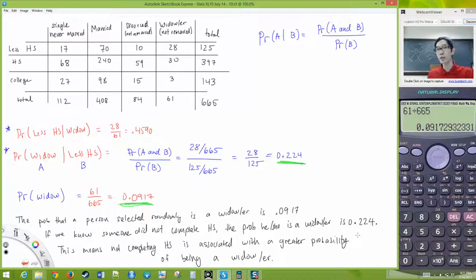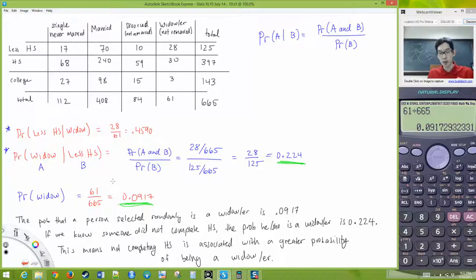Okay. And so the fact that there seems to be some kind of connection, and it's not necessarily a cause and effect relationship, this means that these two variables, widow and less than high school, are associated, okay? Or another word is that they are dependent. Dependent is maybe not the best word because it kind of seems like there's a cause and effect relationship, but all we're saying is that they are associated. If they're not associated, we say that they are independent of each other, okay?